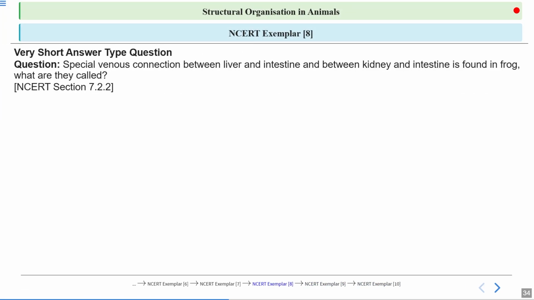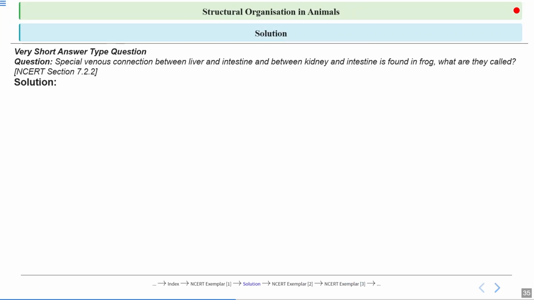Next question. Special venous connection between the liver and intestine and between the kidney and intestine is found in the frog. What are they called? This question is coming from the NCERT section 7.2.2. Let us see the answer of this question.